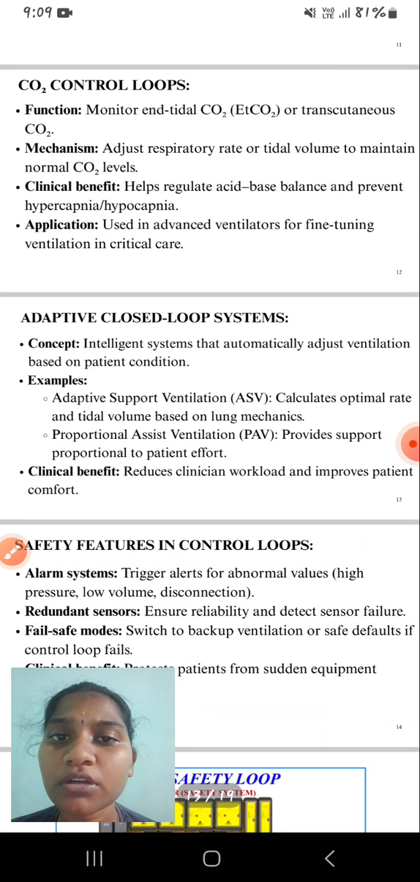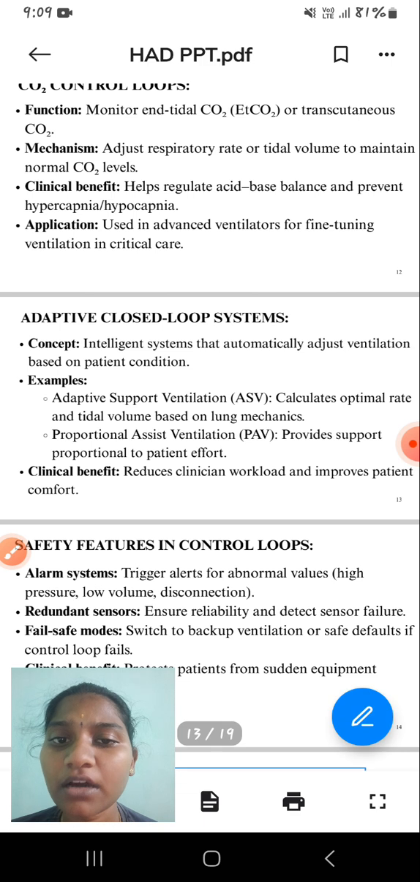CO2 control loop. Function: monitor end-tidal CO2 or transcutaneous CO2. Mechanism: adjust the respiratory rate or tidal volume to maintain normal CO2 levels. Clinical benefit: helps regulate acid-base balance and prevent hypocapnia. Application: used in advanced ventilators for fine tuning ventilation in critical care.